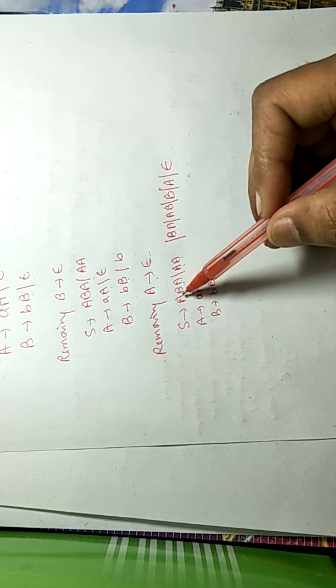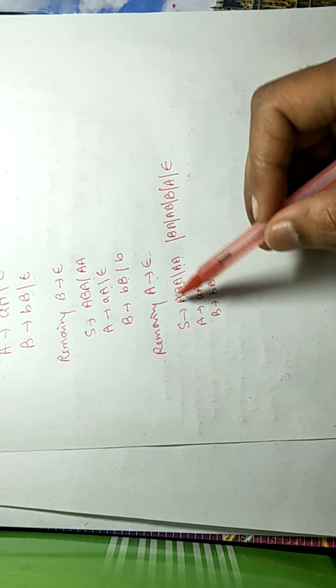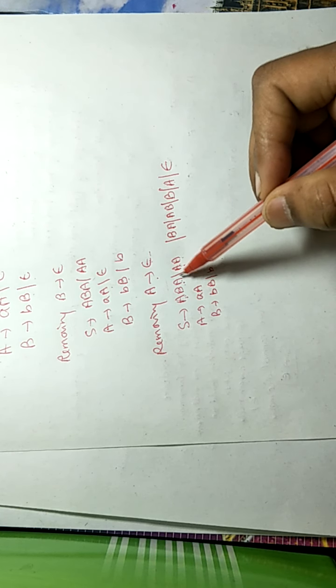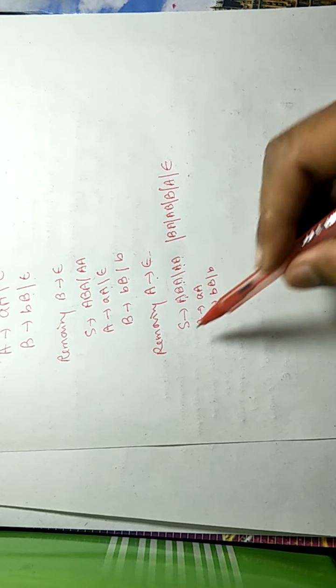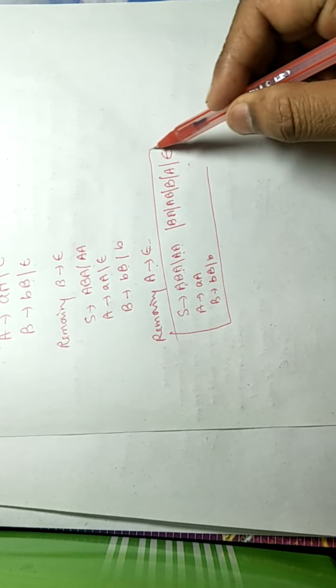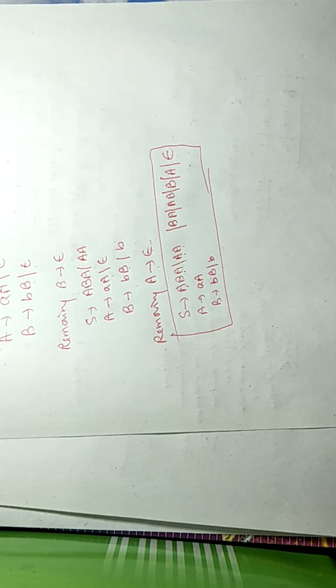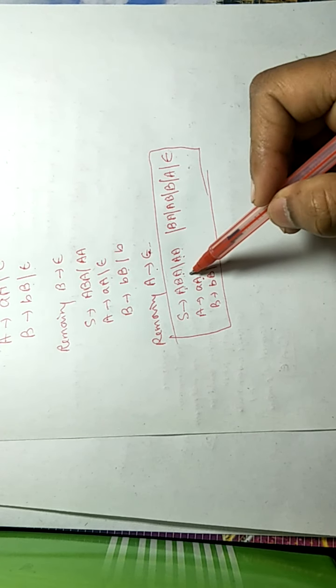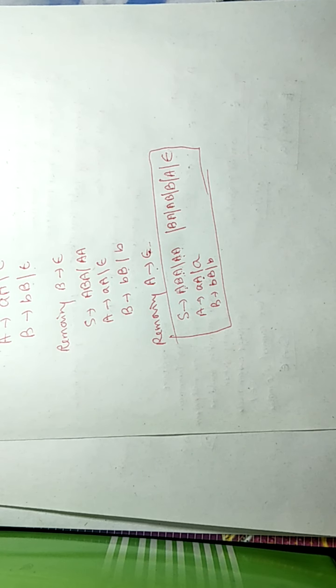While we have more than one A, we need to take care: first put at one place, then the other place, then both places. So it will be the remaining grammar. And A tends to epsilon can be put here also, we can get A here. So it will be the remaining grammar after removing the null productions.